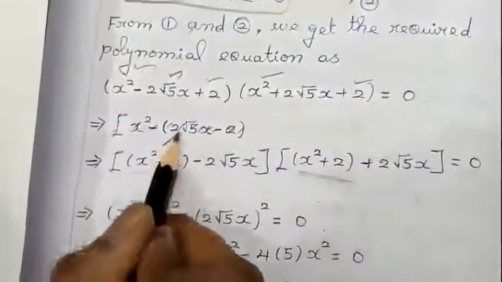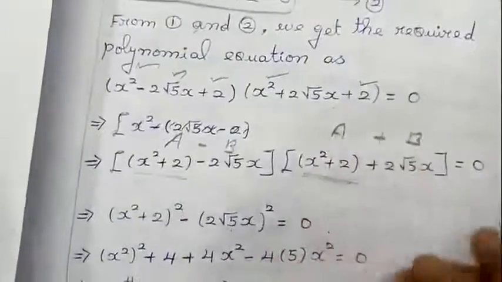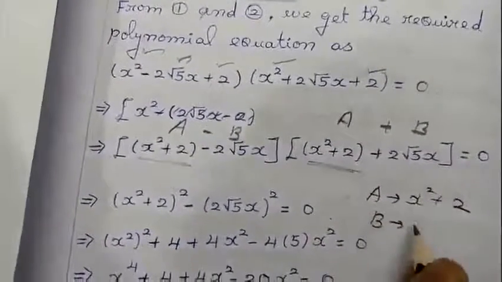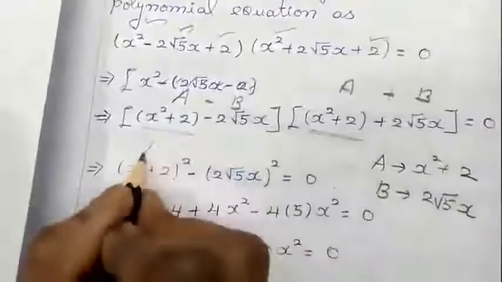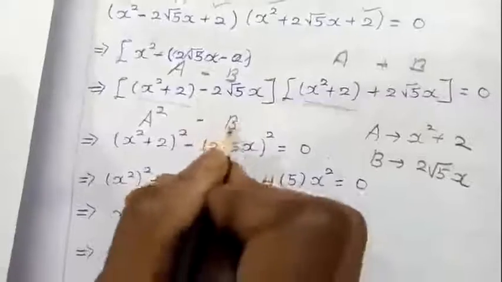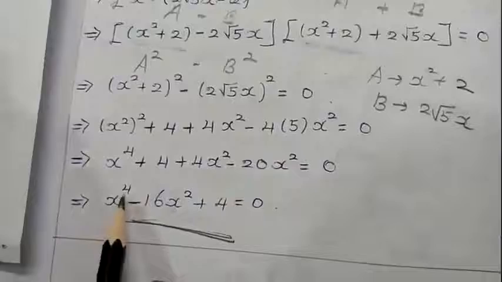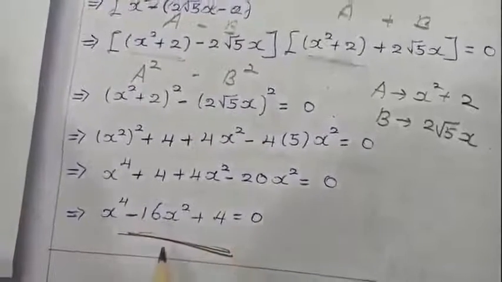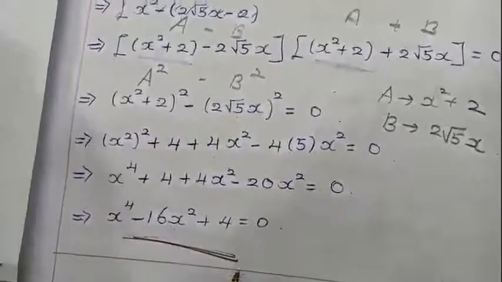So I'm going to write in this form, a minus b, a plus b. In place of a, you are having x square plus 2. And in place of b, you are having 2 root 5x. This is going to be the a square minus b square formula, students. Calculate. The final answer is going to be x to the power 4 minus 16x square plus 4 equal to 0, which is the required degree 4 equation for the given sum.